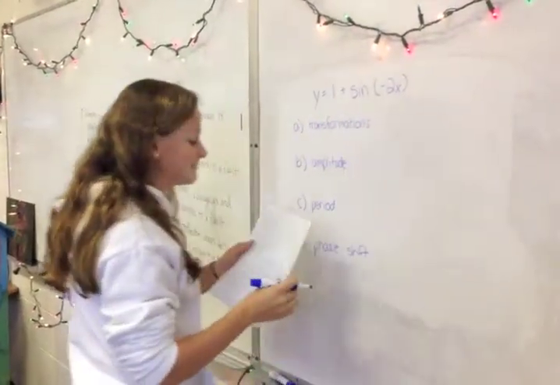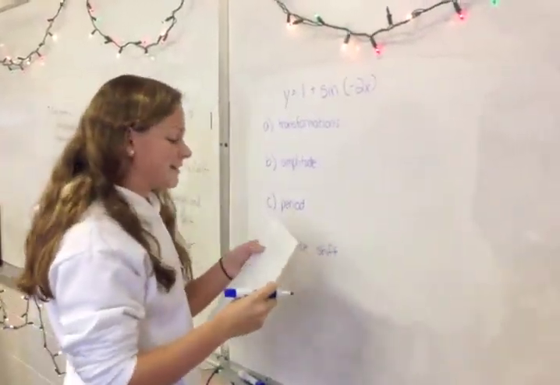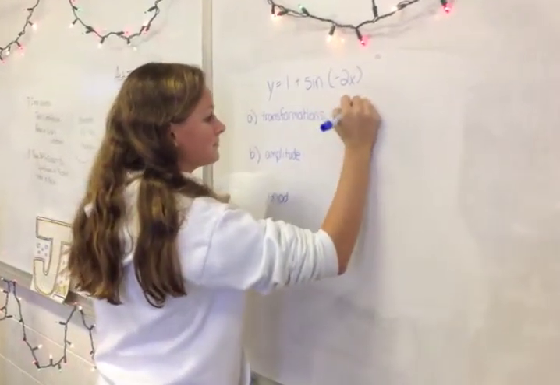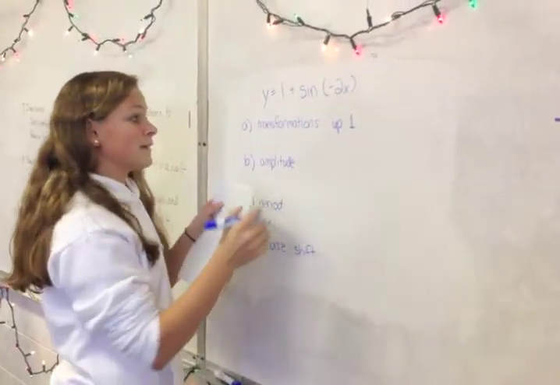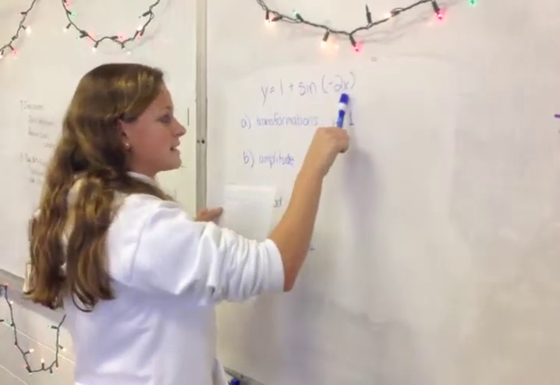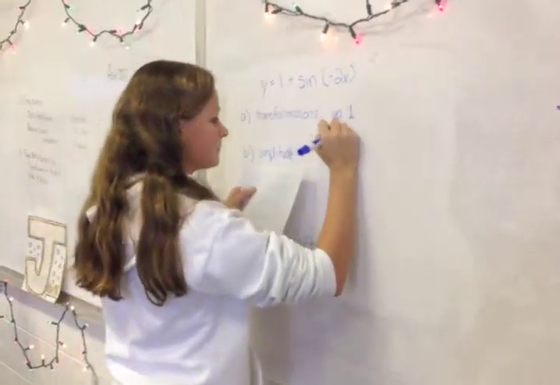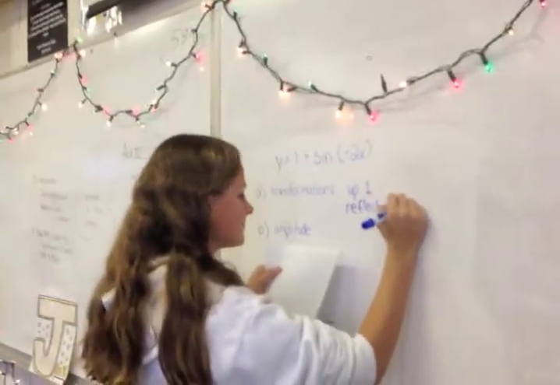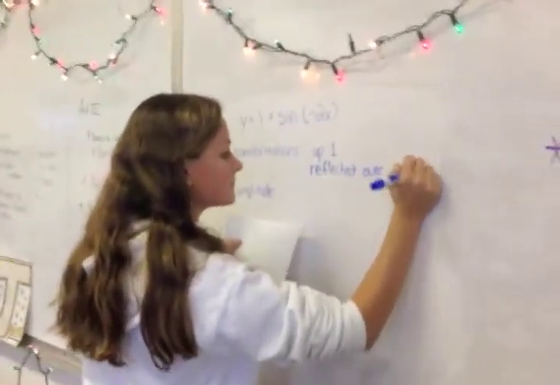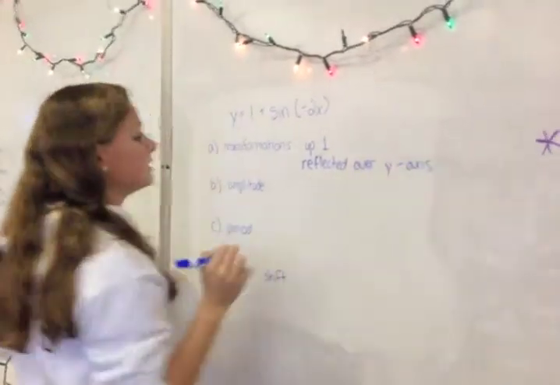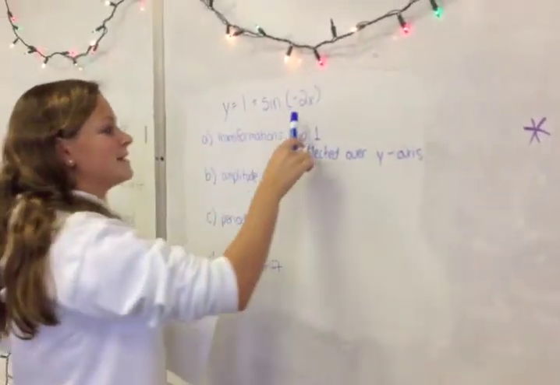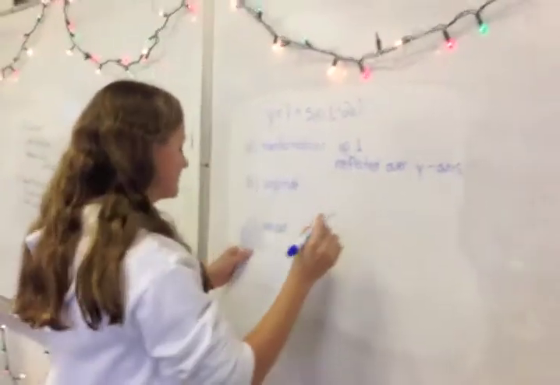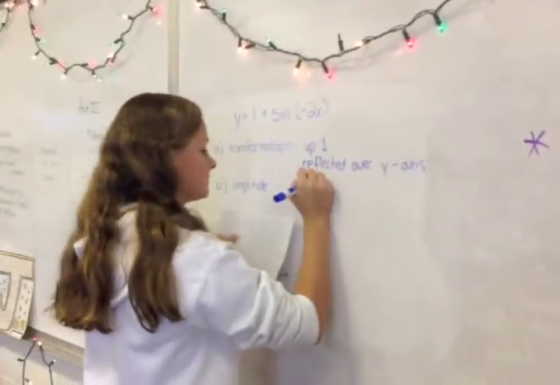1 plus sine negative 2x, we're first going to start by finding the transformations. Since it's plus 1, we know that it moves up 1. It is reflected over the y-axis because the x is negative. It is horizontally compressed because the 2 is inside the parentheses, the grouping symbol. So it's horizontally compressed by 2.